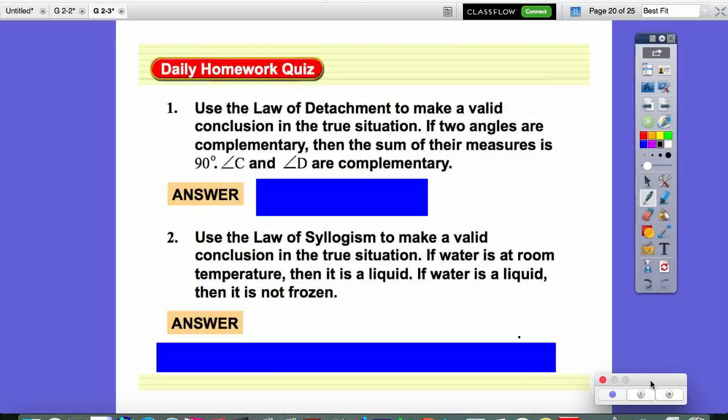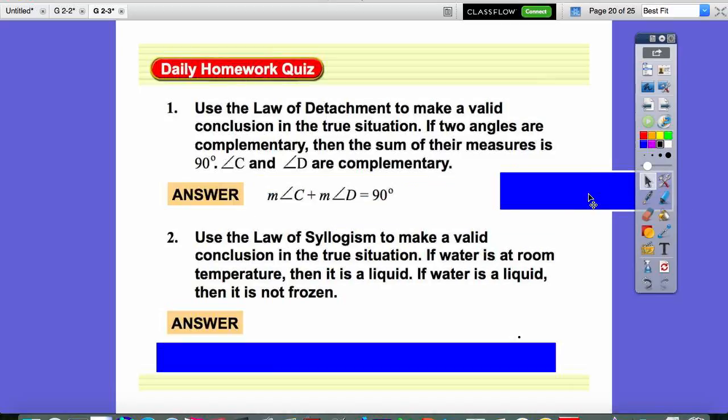As I said, I am not going to ask you are you using inductive or deductive reasoning. I am going to expect you to be able to make logical arguments. So use the law of detachment to make a valid conclusion in the true situation. If 2 angles are complementary, then the sum of their measures is 90 degrees. Angle C and angle D are complementary, so we can assume that the sum of their measures is 90 degrees.